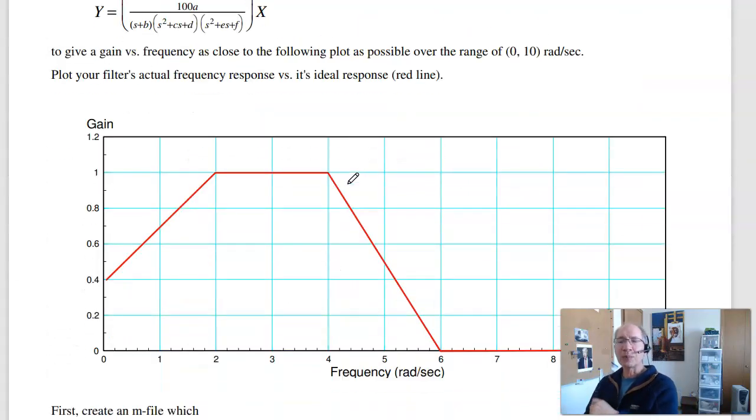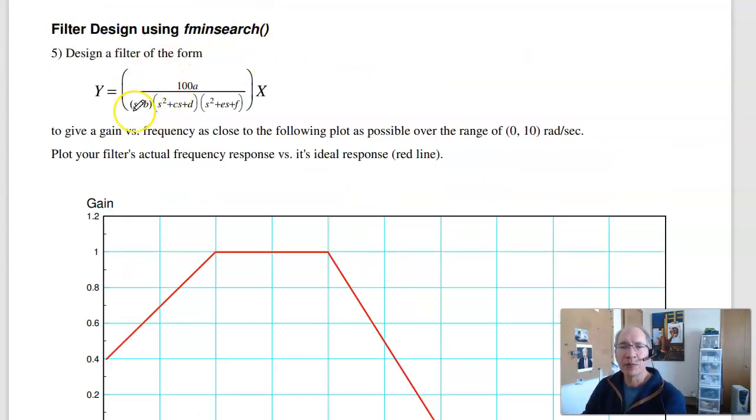The last problem is filter design. Come up with a filter with the following gain versus frequency. This is where fminsearch is really useful. I'm going to guess the form of the filter. I'm going to have 5 poles and a gain on top. Pick those numbers to give you that gain versus frequency.